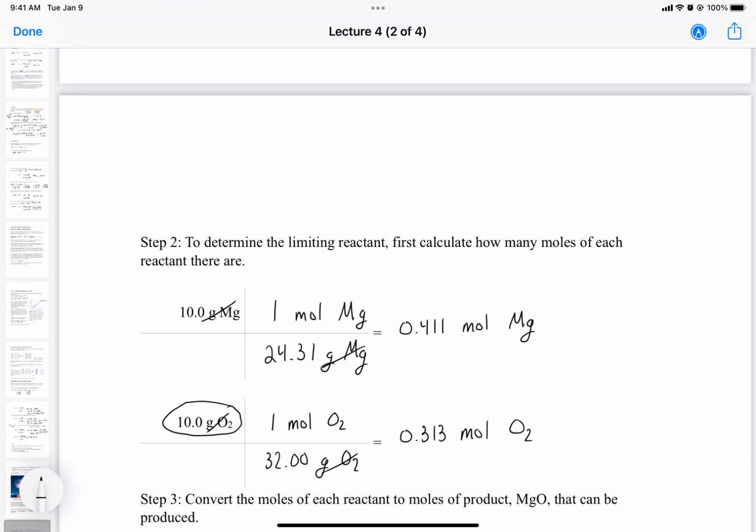Now, we don't get any excess magnesium because all of it was consumed. So in every chemical reaction, there's always going to be a limiting reactant and an excess reactant, unless you add exactly equal amounts. But usually one's the limiting reactant and one's in excess.